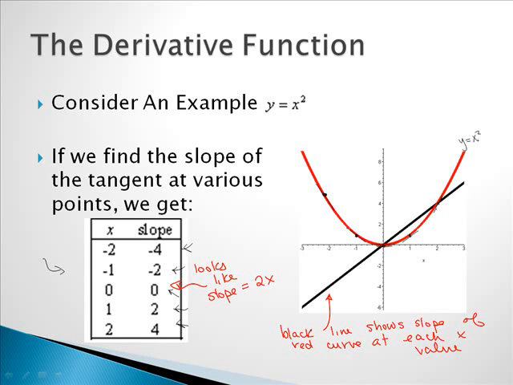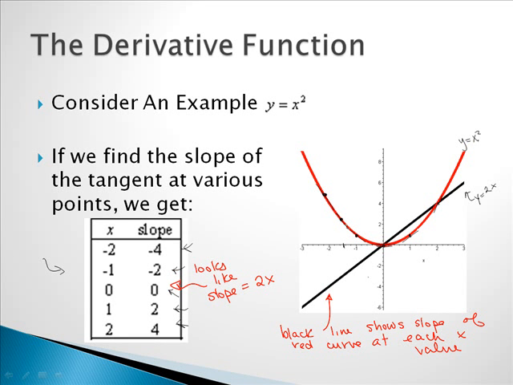Well, that's interesting. Let's go ahead and plot the points that we get from this table of values. Well, we're going to end up with this black line, which is indeed the line y equals 2x. So what does this mean? Well, what we're showing is that the black line here represents the slope of the red curve at each x value. So let's say we wanted to know the slope of the graph at -1.5.